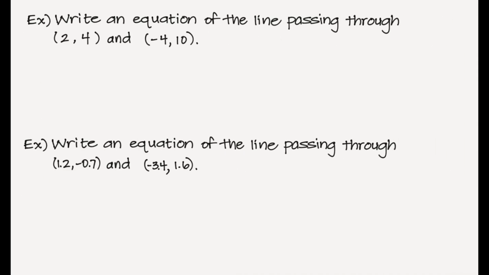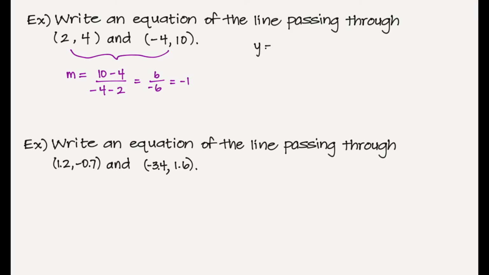So now let's move on to where we have 2 points. We're going to write the equation of the line that's passing through 2, 4 and -4, 10. So let's use our slope formula. 10 minus 4 over -4 minus 2. That leaves me with 6 over -6, which simplifies to -1, and that's my slope.